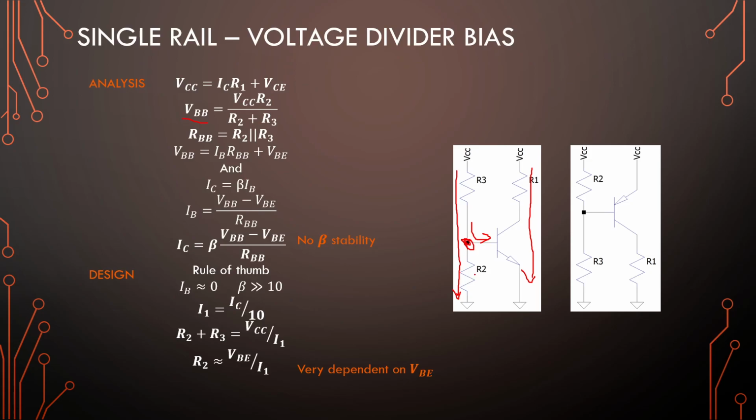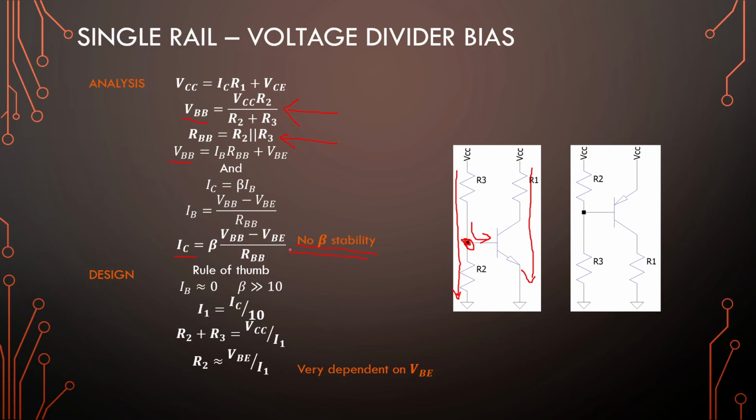We call that VBB, which is VCC times R2 over the sum of the two. So this will feature in your design equations, but it will look different. And the Thevenin resistance is just a parallel combination of the two resistors. Then we can write VBB is IB RBB plus VBE. So to get to our base current, we need to do the Thevenin. The base current is VBB minus VBE over RBB, and multiplied by beta, we get our collector current. Beta does not cancel in this case, so there is no beta stability when we are using a voltage divider without the emitter resistor.